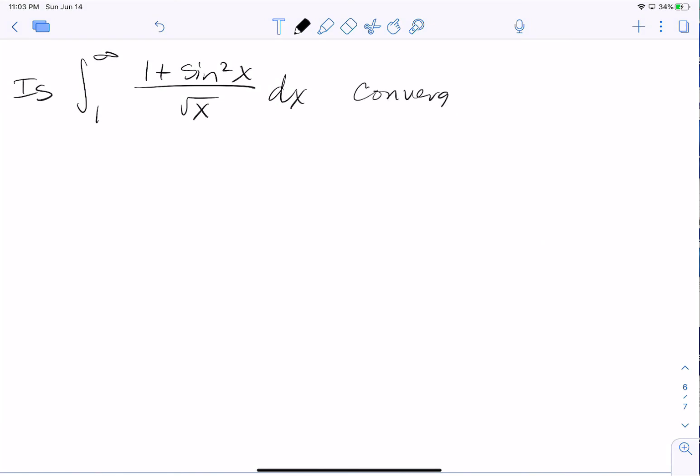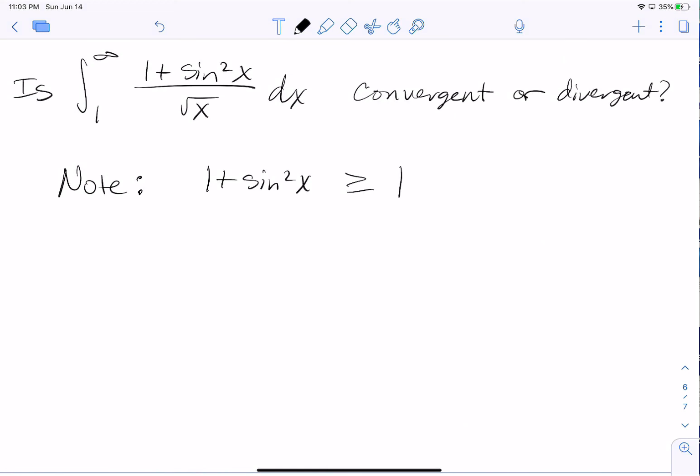Anyway, let's look at an example here. The integral from 1 to infinity of 1 plus the sine squared of x divided by the square root of x dx. The question is, is this integral convergent or divergent? And I don't have a clue just by looking at it. However, we can note that 1 plus the sine squared of x is greater than or equal to 1 always. Therefore, 1 plus the sine squared of x divided by the square root of x is greater than or equal to 1 over the square root of x, always.